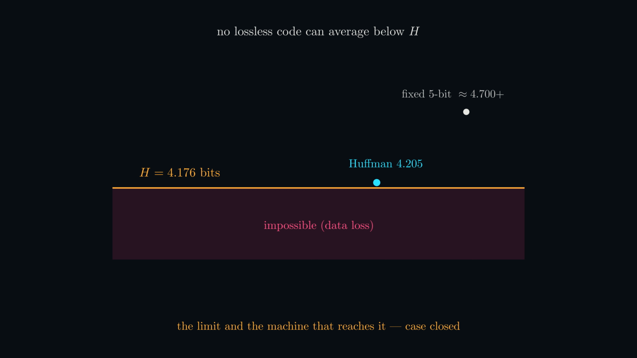Sit above it and you are wasting space. Huffman hugs it from above. When a theorem gives you both the limit and a machine that reaches it, the problem is not open. It is closed.